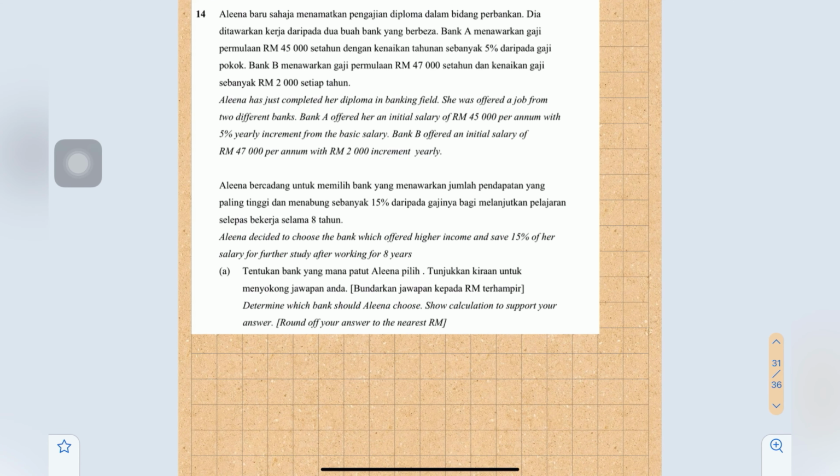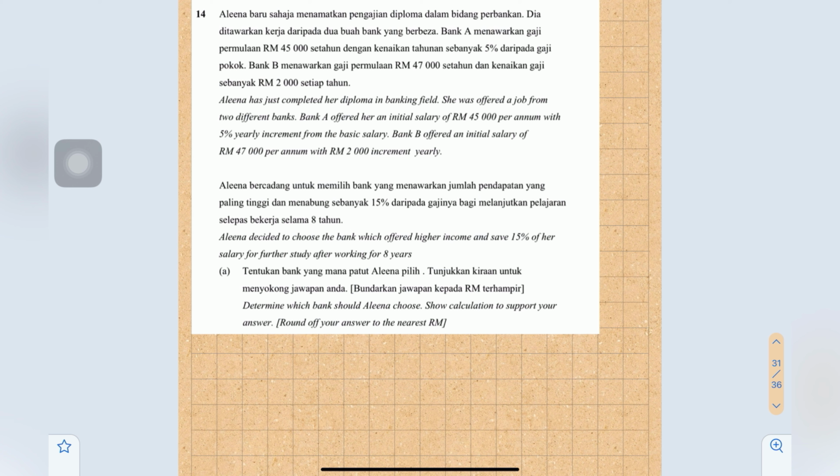Question number 14. Alina has just completed her diploma in banking field. She was offered a job from 2 different banks. Bank A offered her an initial salary of 45,000 per annum with 5% yearly increment from the basic salary. Bank B offered an initial salary of 47,000 per annum with 2,000 increment yearly. Okay, Alina decided to choose the bank which offered higher income and save 15% of her salary for further study after working for 8 years.